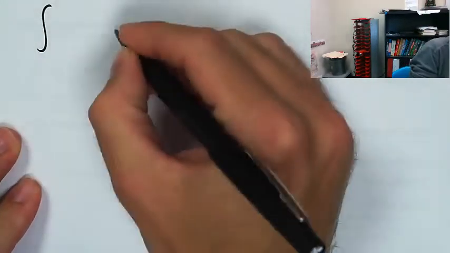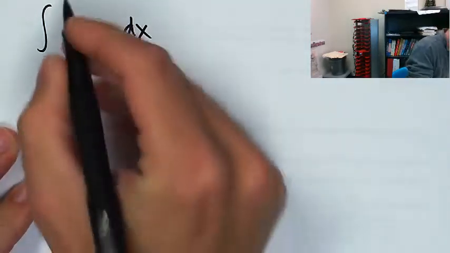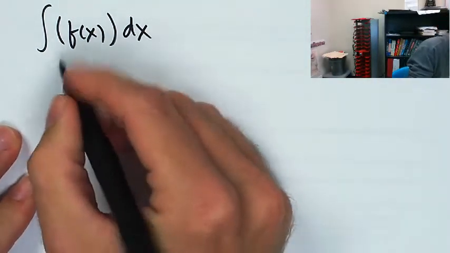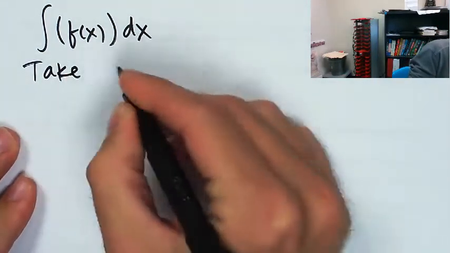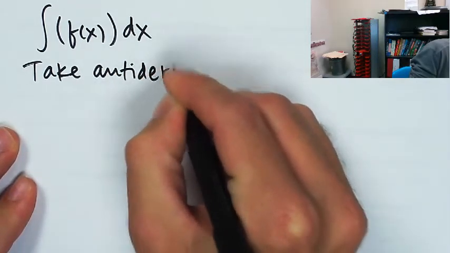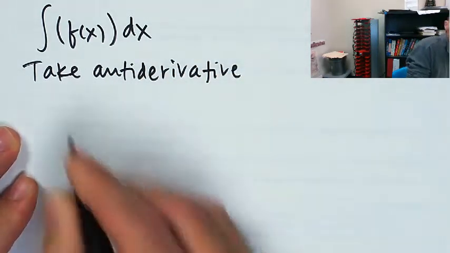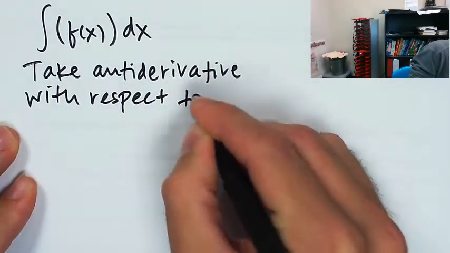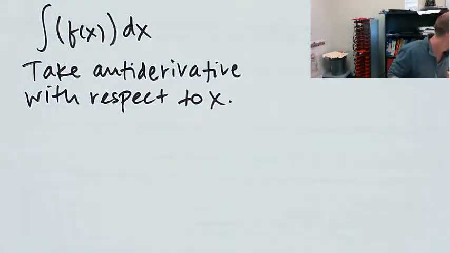Okay, anti-differentiation. It's really important that you are fully on board with the reverse power rule. I need you to know that if we have, and kind of like the notation is that, we put a function in there, and this is code for take the antiderivative with respect to x.